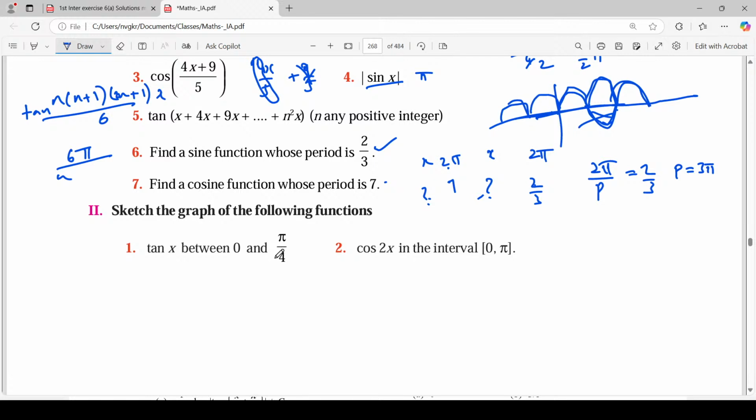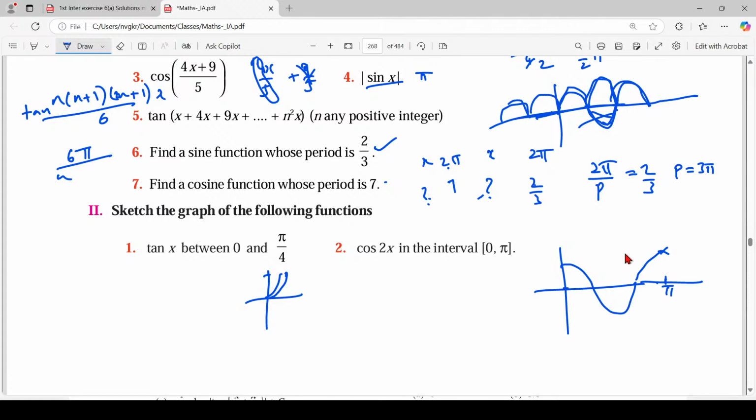Sketch the graph. Can you sketch this? You can do that, no? Between tan x between 0 and pi by 4, it should look something like this. And what about cos 2x? It should look something like this. Because cos x would have completed one cycle in 2 pi units, but cos 2x will complete a cycle in pi units itself.